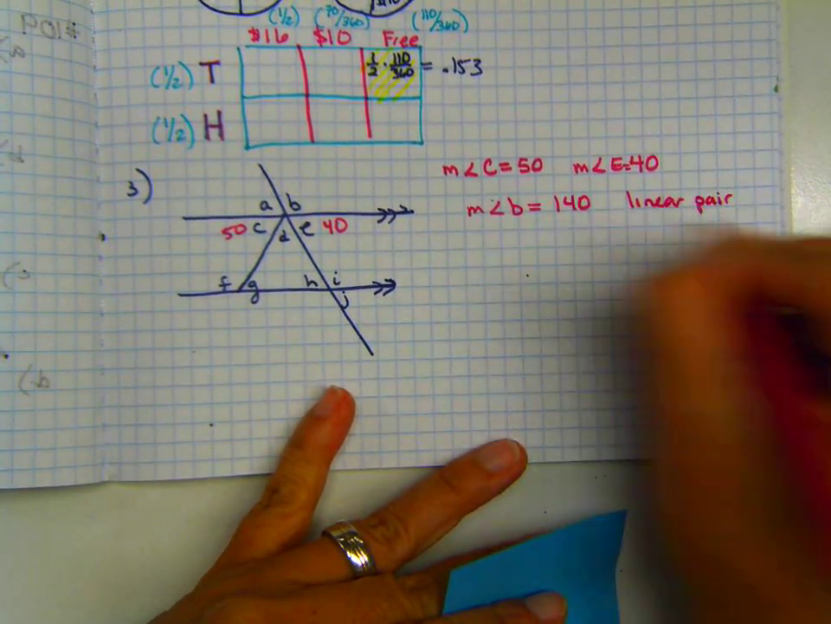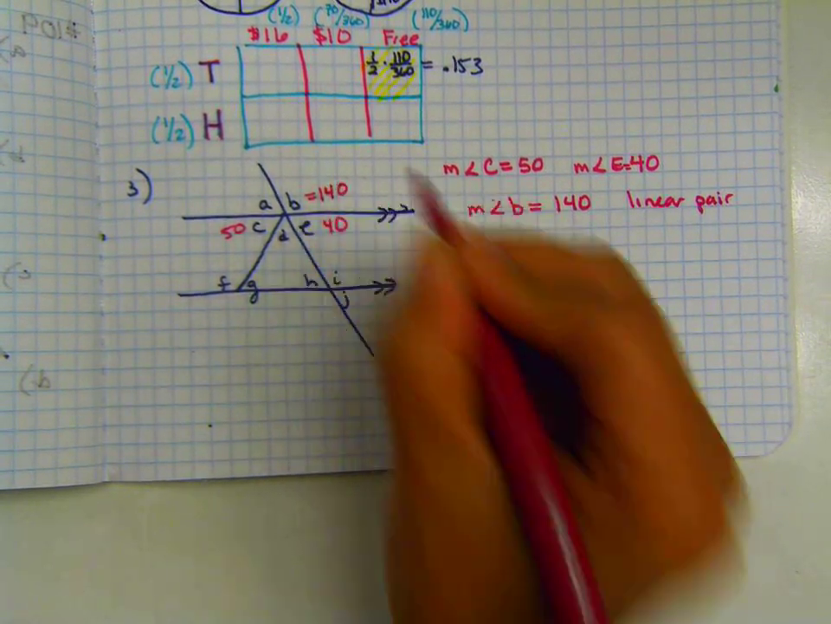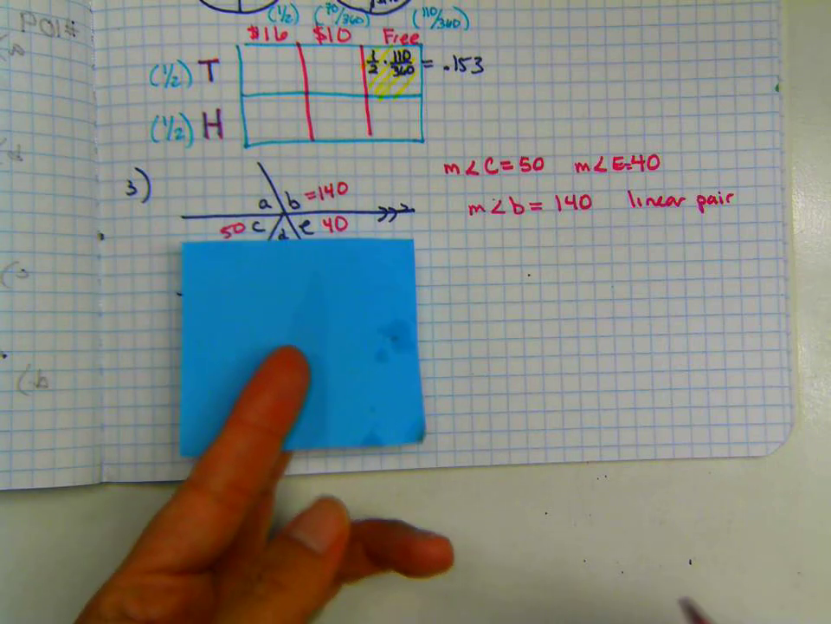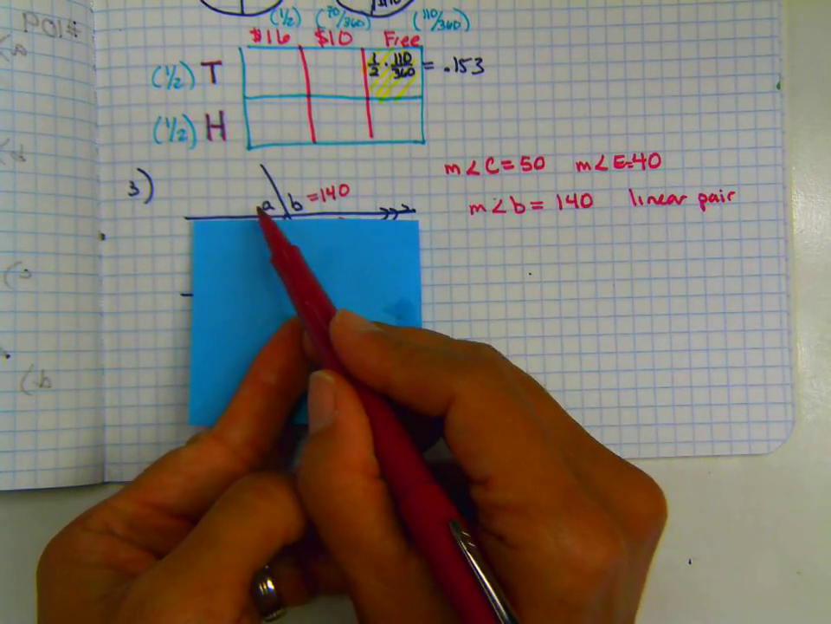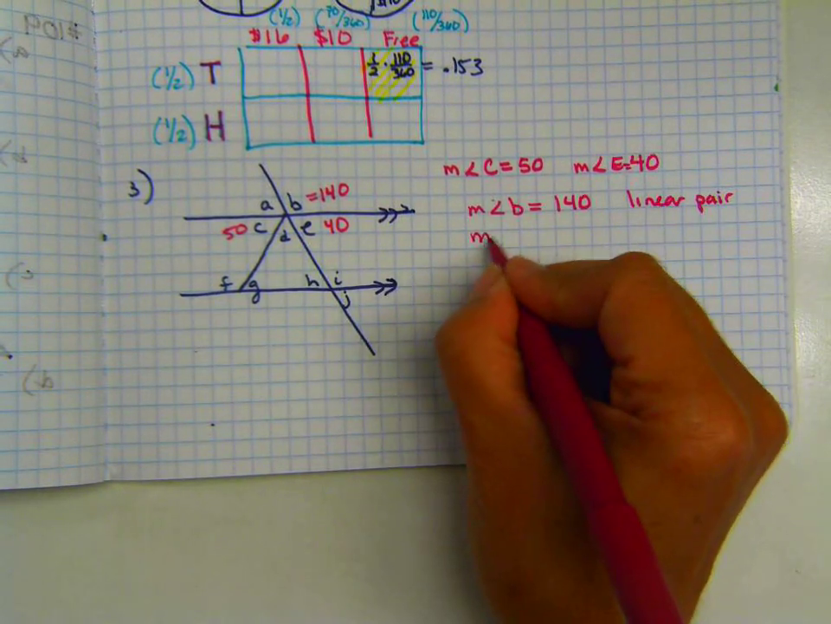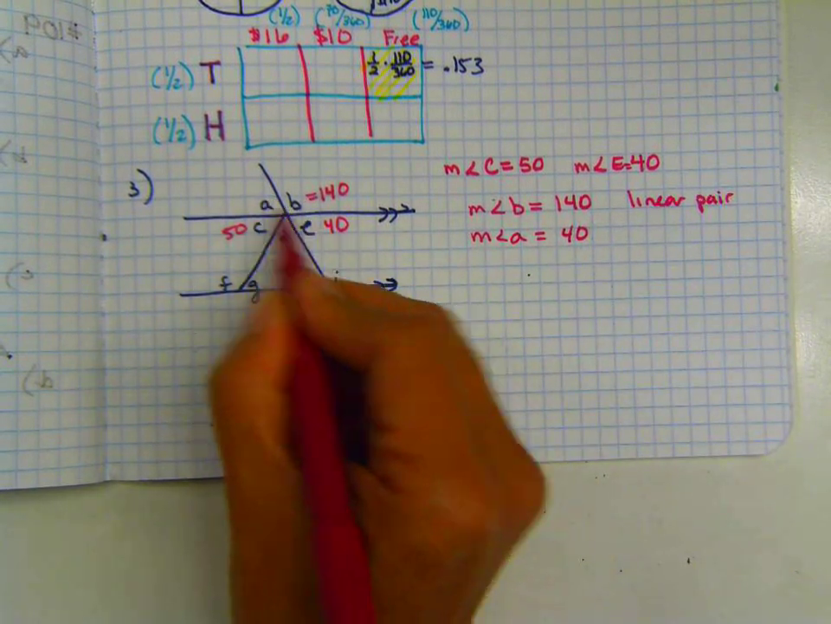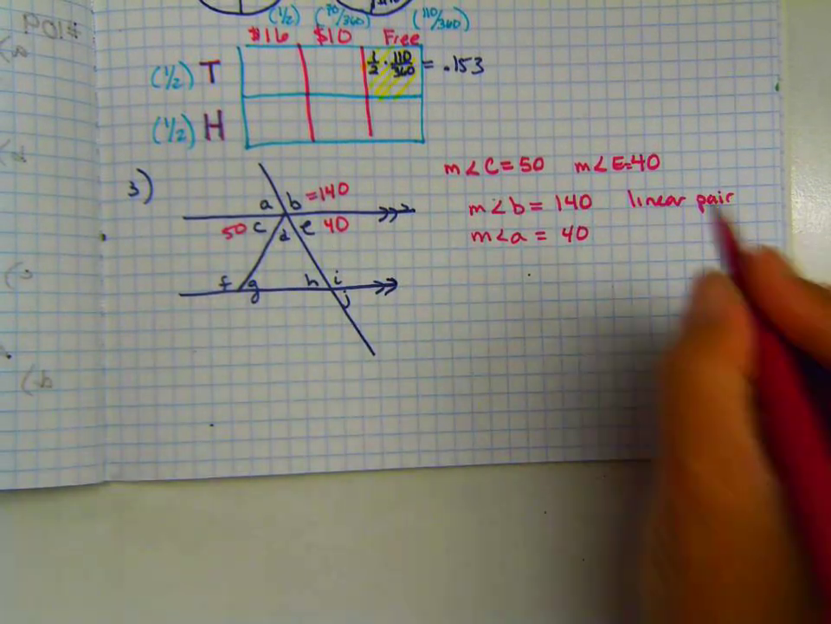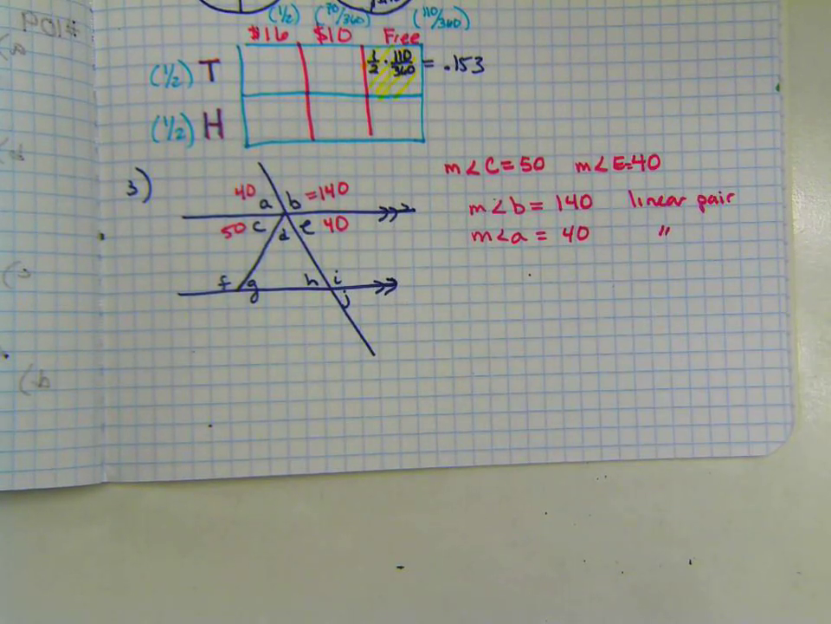I didn't ask you to justify it, but you should know what these are, so I'm going to go ahead and just say them for you. All right, again, we're looking for linear pairs. We got a straight line here, so this side has to be 40 as well. So the measure of angle A equals 40. Or if you noticed, we have vertical angles here. A and E are vertical angles. But I noticed it as a linear pair first.